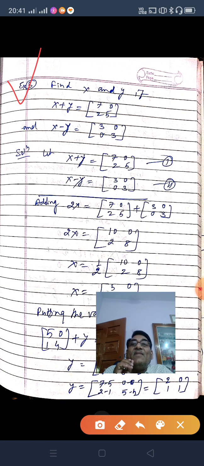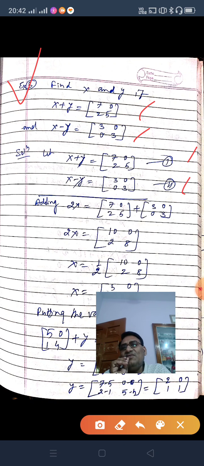Example 3. Now, example 3, find X and Y. This type of question is also asked many times in your examinations; important questions. Find X and Y if X plus Y is equal to 7, 0, 2, 5, and X minus Y is equal to 3, 0, 0, 3. Let X plus Y be equal to 7, 0, 2, 5 as equation 1, and X minus Y be equal to 3, 0, 0, 3 as equation 2.